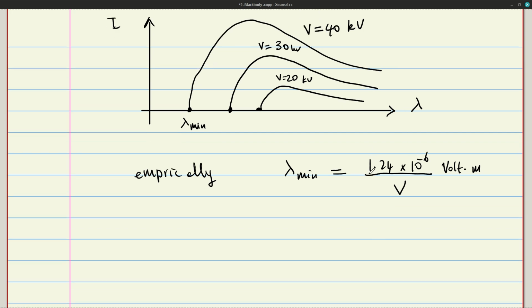So you can take V on this side, lambda min on this side, and you can kind of see V is proportional to frequency, right? V is proportional to nu. And the question is, what happened? Something is missing here. Does anybody know?